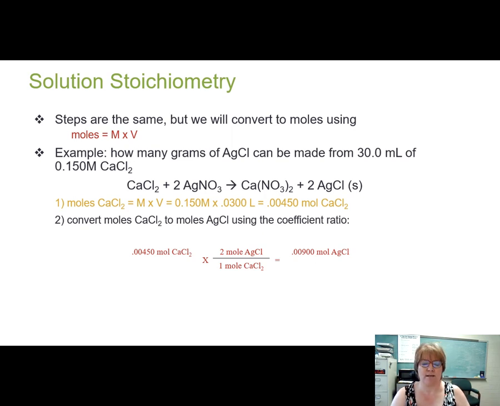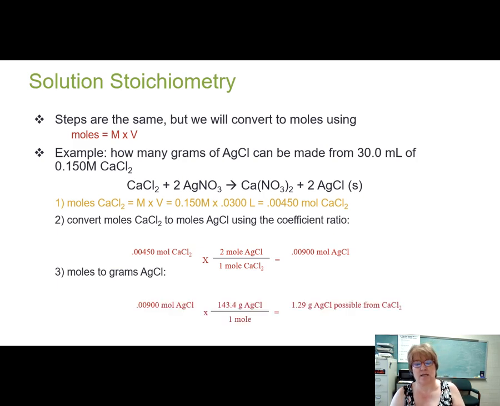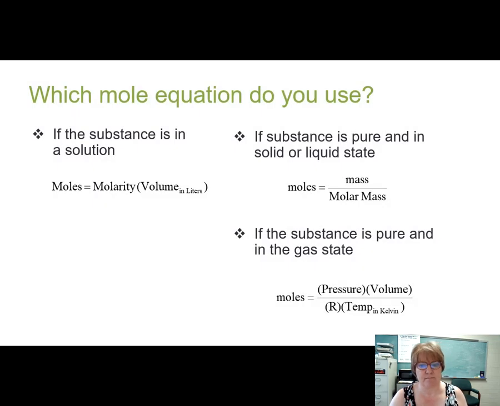moles of silver chloride. Now I look back at the original problem and it wanted grams. I have moles of silver chloride, I need grams of silver chloride. Moles to grams is going to be using the molar mass, and in this case, it's 143.4 grams per mole. So it turns out I can make 1.29 grams of silver chloride. So we're combining some solution information with the traditional stoichiometry we learned in chapter 7.